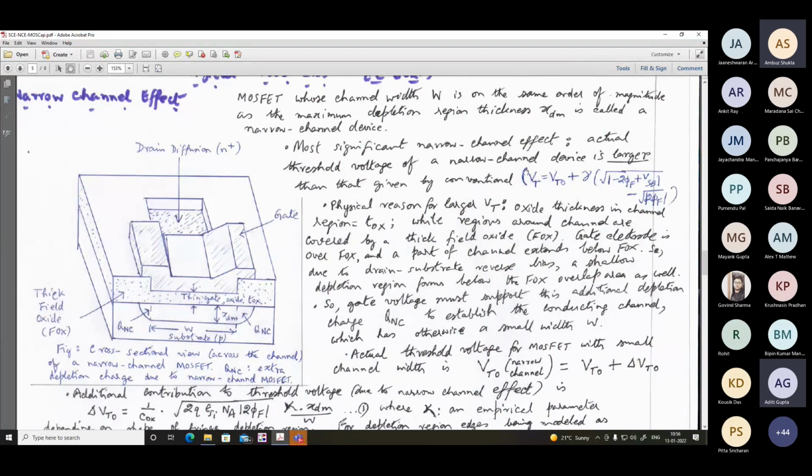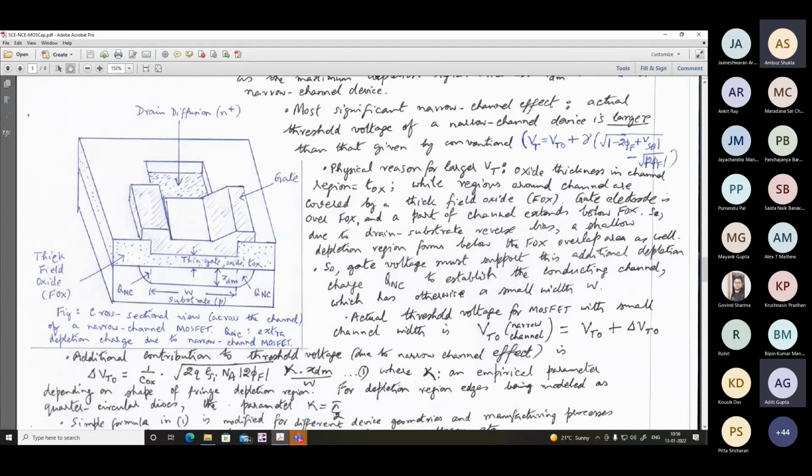That is very peculiar. I have drawn again a cross-sectional view of the channel across a narrow channel. This is the dimension W, this is the L, this is the drain, and we are on the source side. So what is the effect? For the narrow channel device, threshold voltage has to be corrected by increasing something, whereas for the short channel device, we have just seen that threshold voltage has to be corrected by reducing something, by subtracting something. So it is the opposing effect.